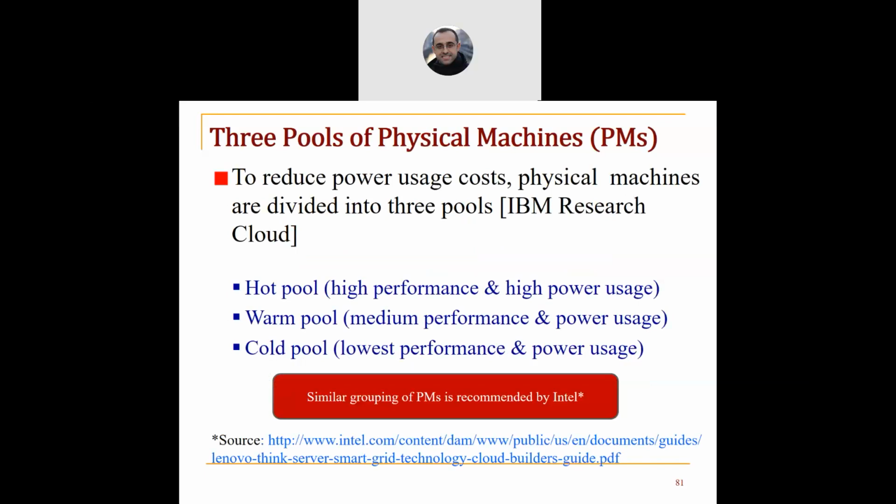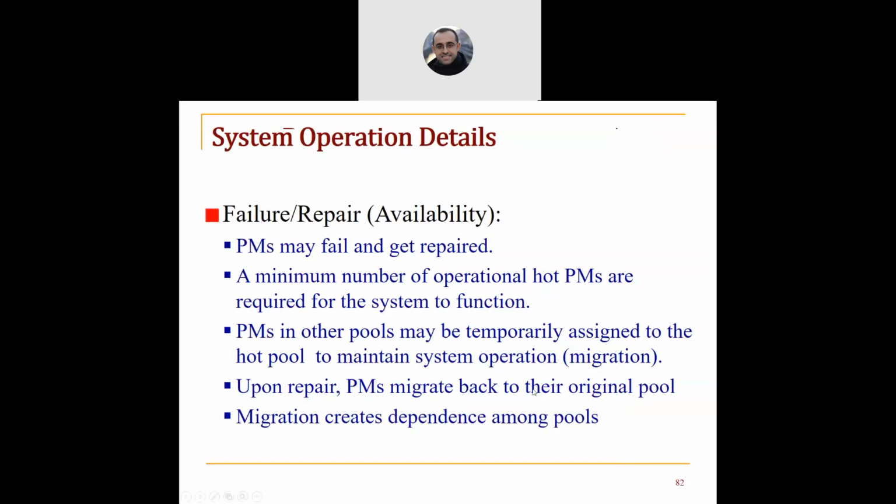One pool is called the hot pool. All the machines in the hot pool are already configured. Their virtual machines are already configured, so there is no delay in allocating them. So performance is high, but the power usage is also high. On the other hand, when a machine is in the cold pool, it takes a while when a virtual machine has to be allocated, but the power usage is low, and a warm pool is in between. So this made the problem very interesting, and a similar idea has been advocated by Intel.